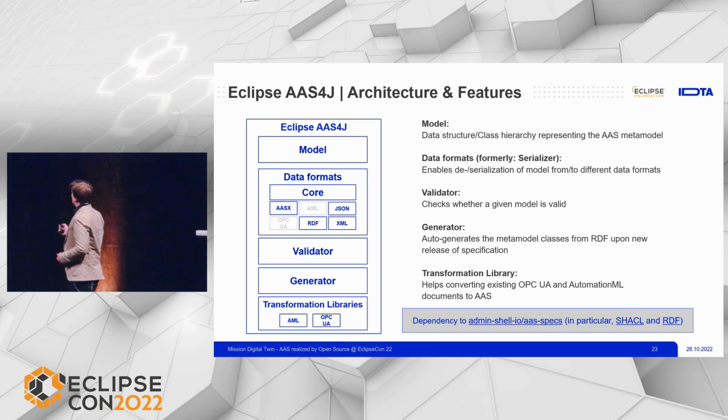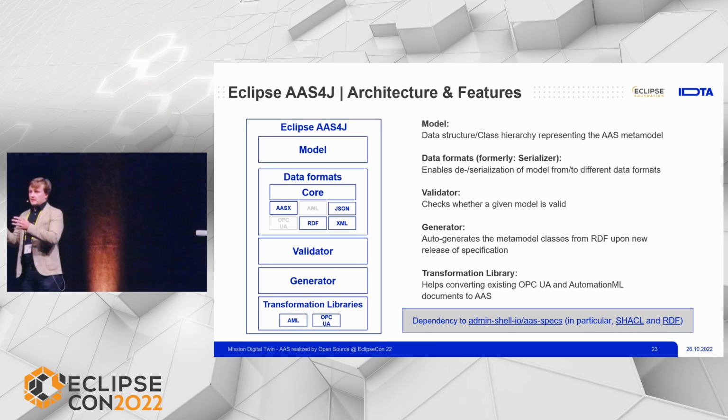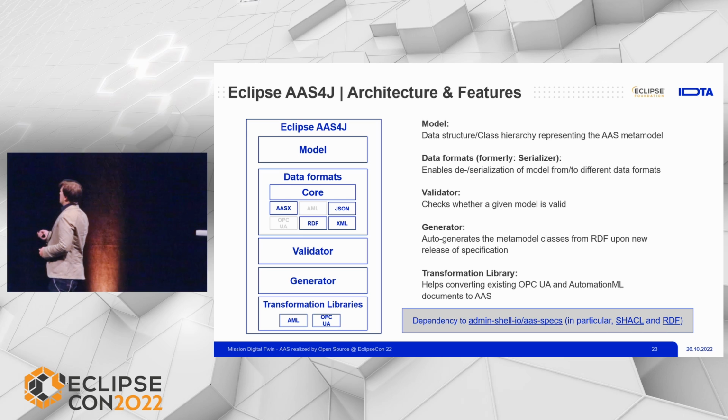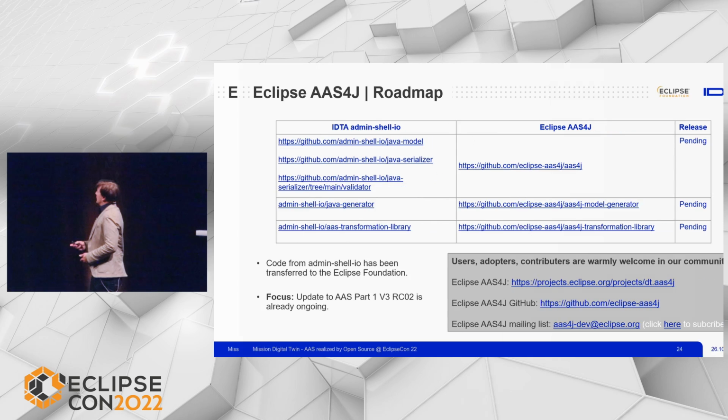And of course, we have a generator that supports making sure that whatever we are doing here as code is aligned with the specifications that are being published via the IDTA. And on top of this, we have what we call transformation libraries, which add additional functionalities that are actually not covered by the specification, like the mapping to AutomationML, which is needed for engineering, as well as OPC-UA, which is needed for manufacturing and also operation within the shop floors.